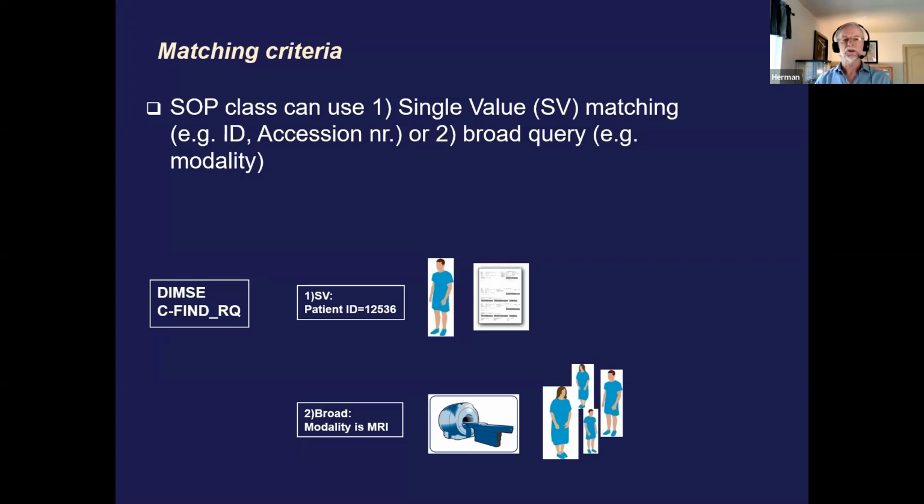Most people are paperless by now, but that's a good example of single value matching on an accession number or procedure number or a name, right? Single value matching, or of course the modality itself, right? But in many cases, we also use broad query keys, like give me everything for CT, give me everything for today, give me everything for whatever. So single value matching, broad query. These are the different ways we organize it.